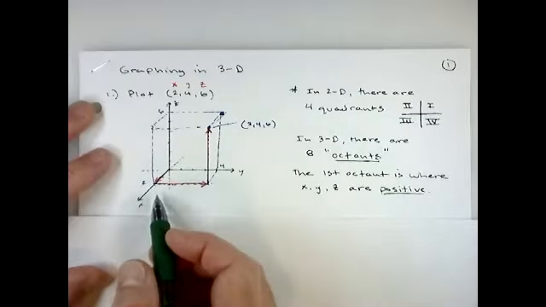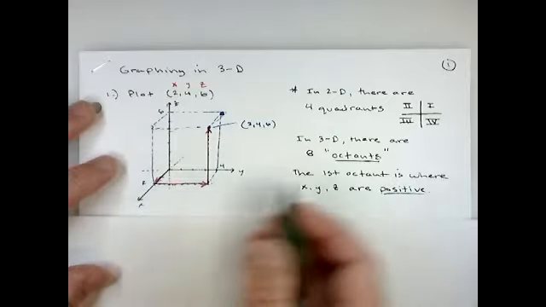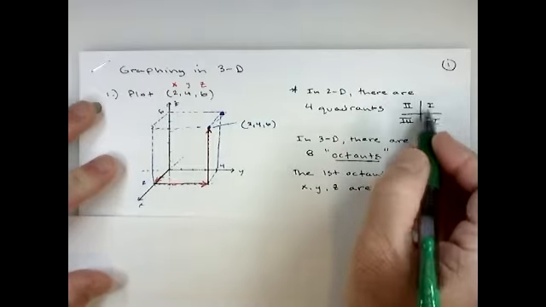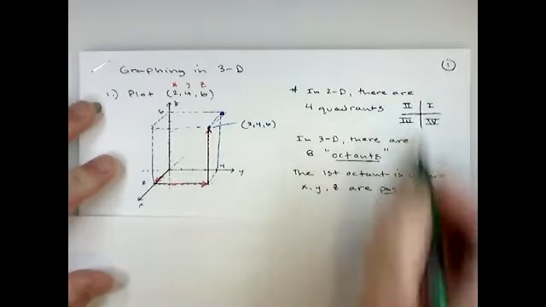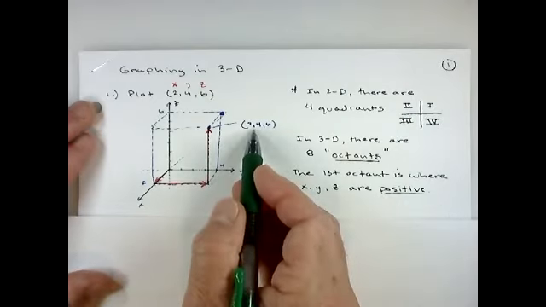Now, the numbers of the octants are not important. Like, no one will ever ask you, where is octant 5 or octant 7 or something like that. The most important one to know is the first octant, which, just like the first quadrant, is where x, y, and z are all positive. So this point we plotted here is in the first octant.